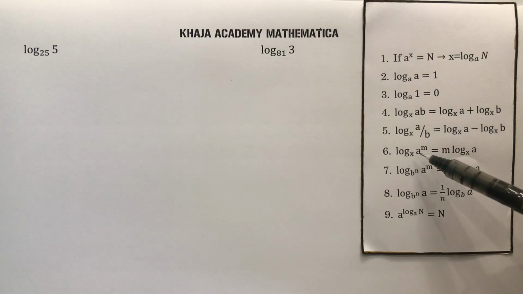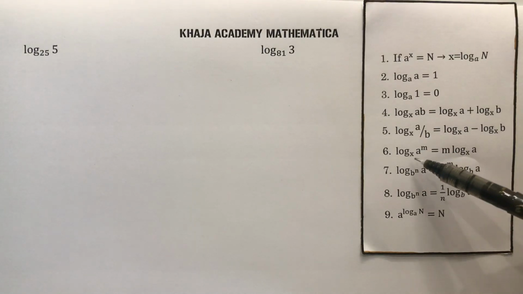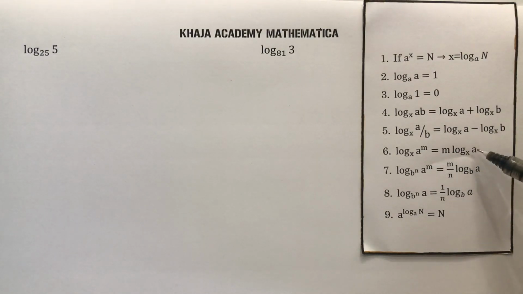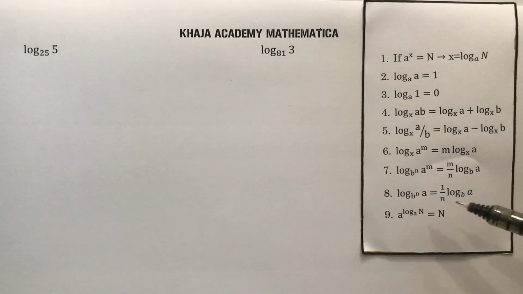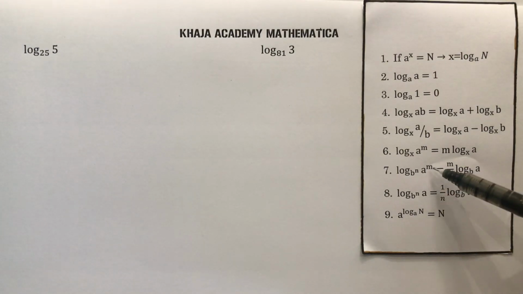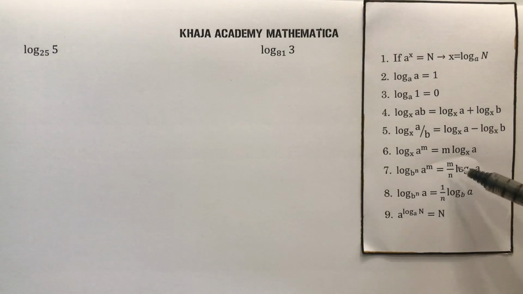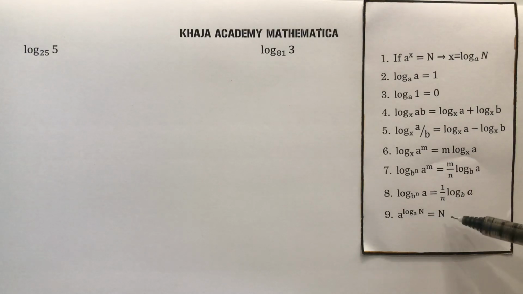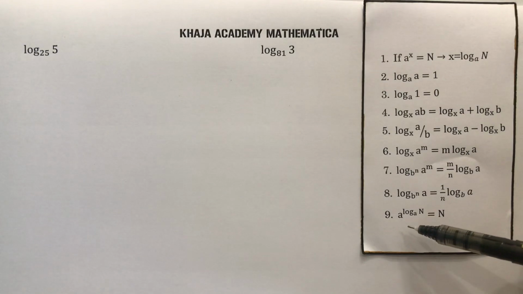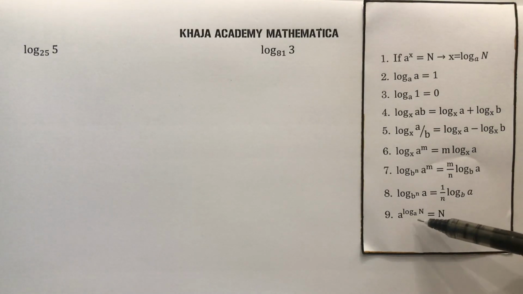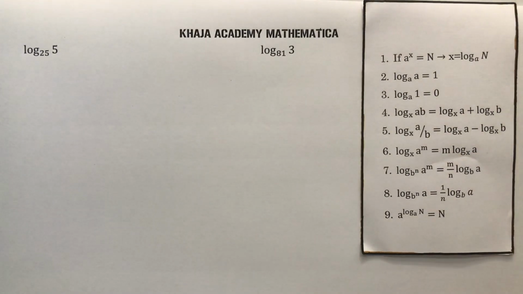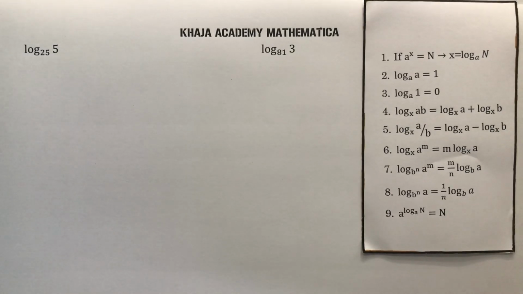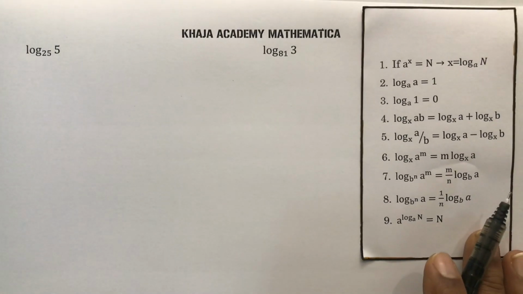This is the logarithm of a power. Log a power m to the base x equals m log a to the base x. And the next formula is log a power m to the base b power n equals m by n log a to the base b. Next one, log a to the base b power n equals 1 by n log a to the base b. And a power log n to the base a equals n. Now see, the problems we can easily simplify with the help of these formulas.